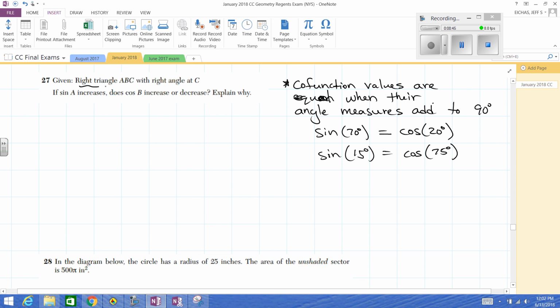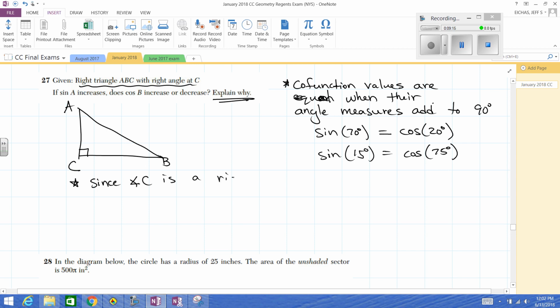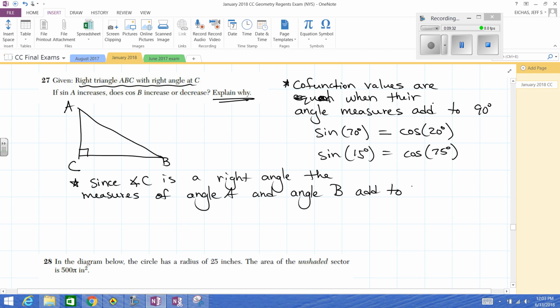Now, how can they guarantee that two angles add to 90? Well, they can show right triangle ABC. This means the measure of A and the measure of B add to 90. So explain why. Here's what I would say: since angle C is a right angle, the measures of angle A and angle B add to 90 degrees.